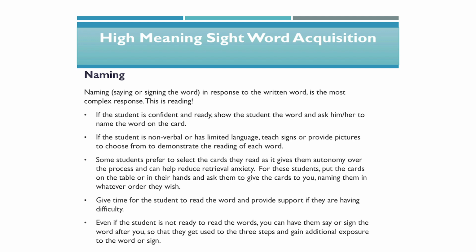So like you could put them on the table and they could pick one up and read it rather than having you kind of in charge of the activity. And then always give them that wait time to read the word and provide the support if they're having some trouble. And then if they're not quite ready to read the words, you can just have them say or sign the word after you. So you could say bubbles and they would just copy your sign or say the word after you until they're ready to kind of do it more independently. So just providing those supports and layering them until they're ready to be more independent with the activity.